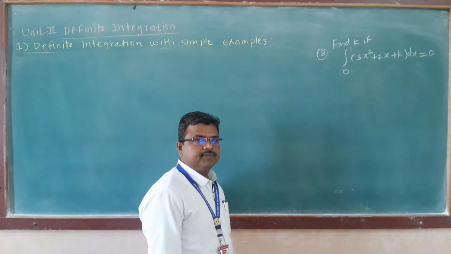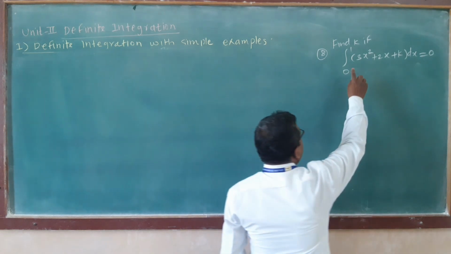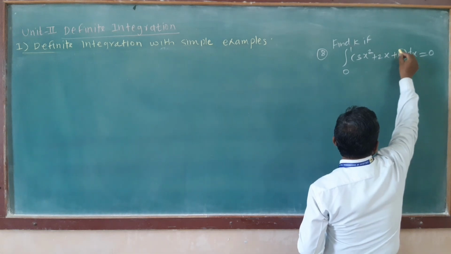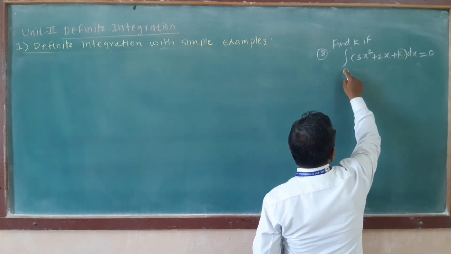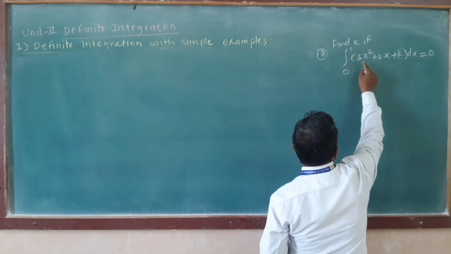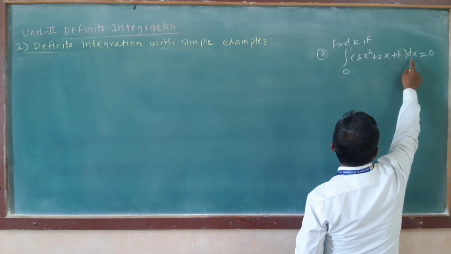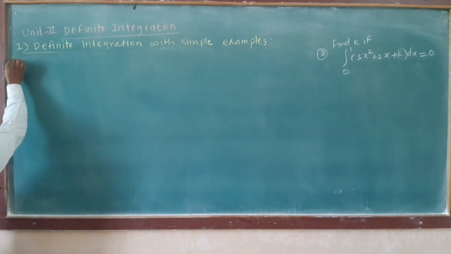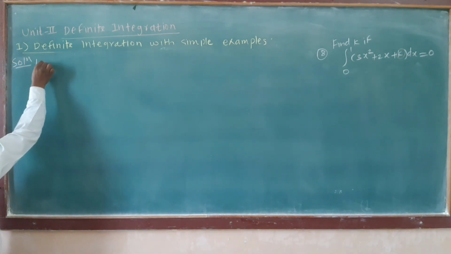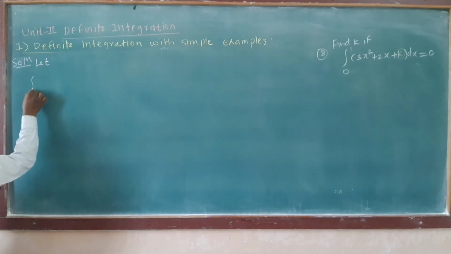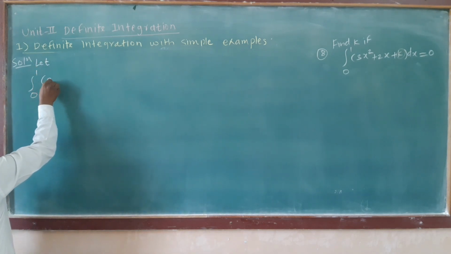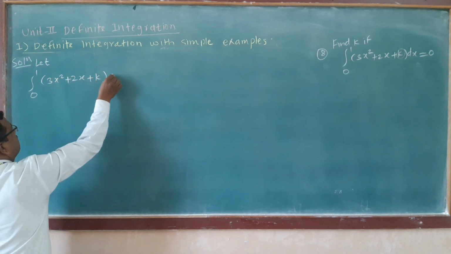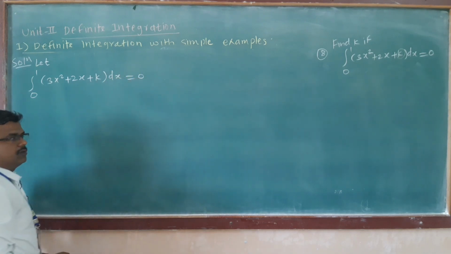See this example number 8, it is asked to find the value of k, that means this k is unknown. If this satisfies this equation, integration 0 to 1 of 3x square plus 2x plus k with respect to x is equal to 0. See how to find value of k. For that solution, let this given integration 0 to 1 of 3x square plus 2x plus k with respect to x is equal to 0.